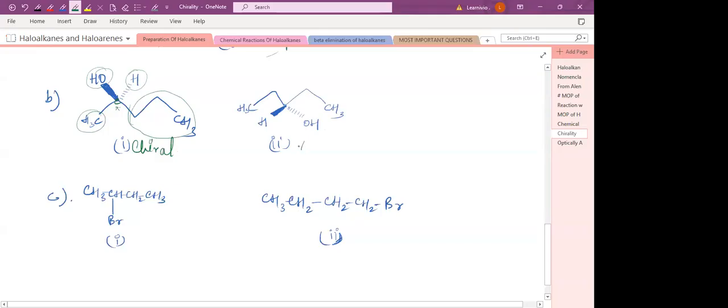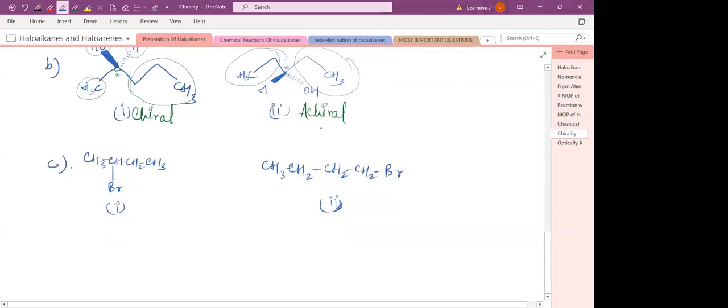Third one, Anisa, tell me. This is your achiral, because this group, this is your CH2, CH3, means ethyl group. To this carbon, an ethyl group is attached, and both are similar, so it is not chiral. Yes, Anisa. Third, C question. Which one is the chiral molecule? First or second?